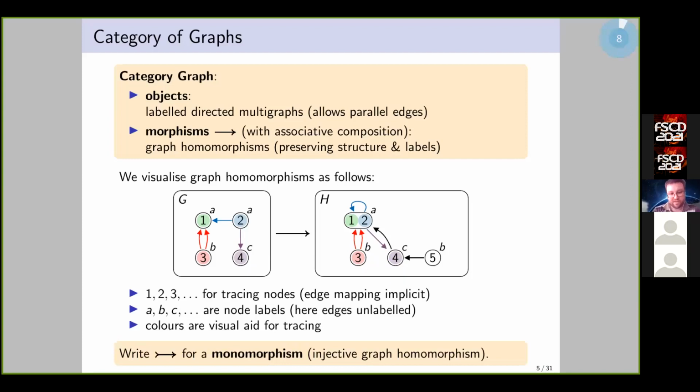We write this special arrow with an arrowhead also in the front to indicate that we have an injective graph homomorphism. In category theory, that's called a monomorphism. The colors that we are using here are just a visual aid for the tracing, so that you know that the blue edge is mapped on this blue edge, the red edges are mapped on these red edges. So the colors don't really have meaning in the pictures.